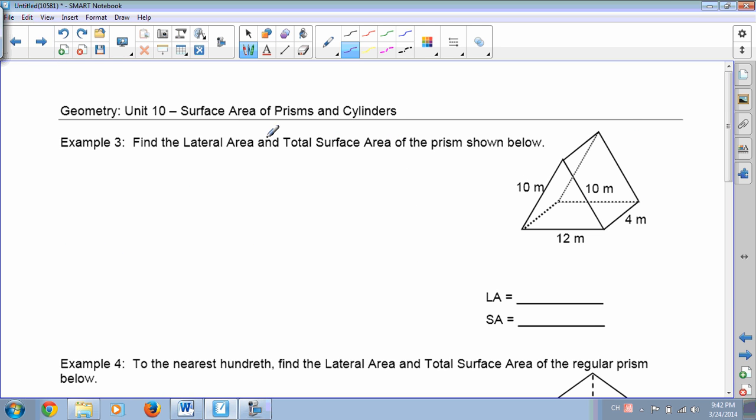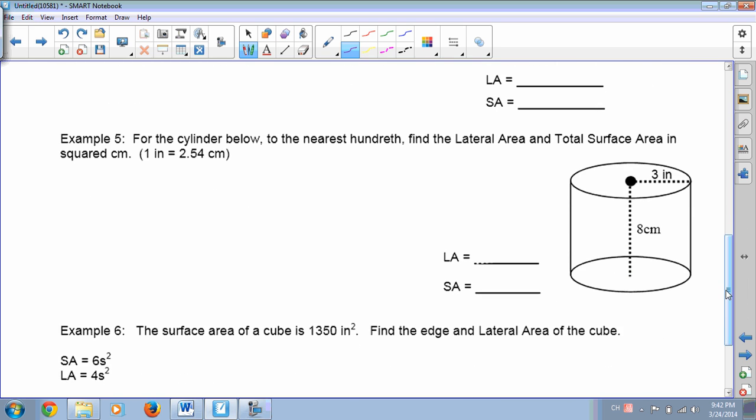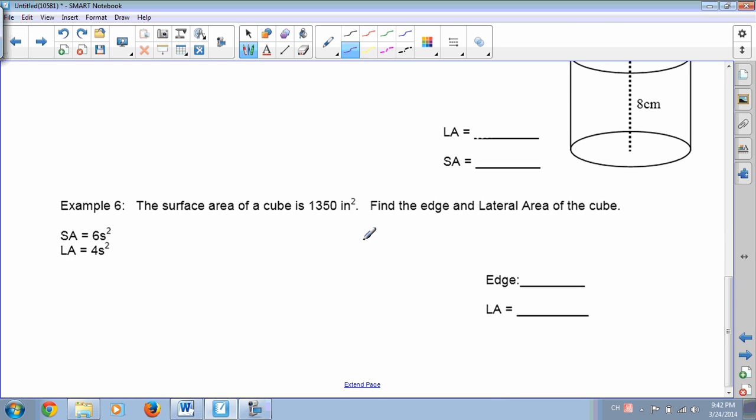Okay. Moving on to the back page. We're going to save examples 3, 4, and 5 for class because they are extremely important and I want to make sure we can all do them together. Number 6 we are going to do together right now. Number 6 is similar to number 2 that we just did because it's a cube, but in this case we are given the surface area. We're not given the edge or the side length. So we're going to have to work backwards to find the edge of our cube.